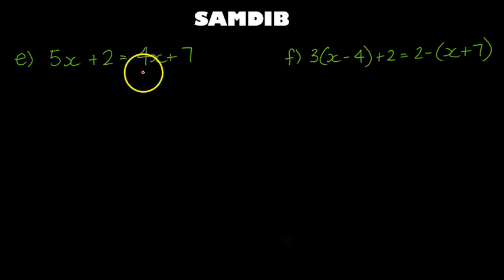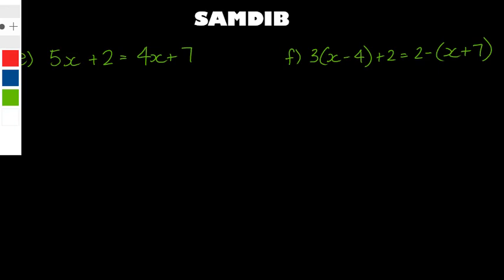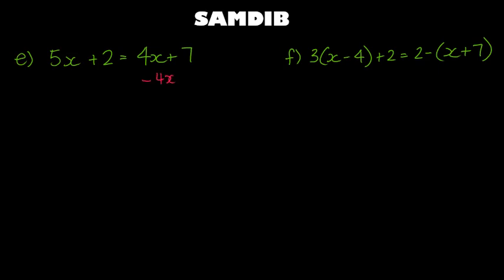Okay, so I'm going to subtract 4x from this side. But remember, whatever I do to one side, I have to do to the other. Okay, and I'm left with x plus 2 equals 7. Now I simply solve as normal. Okay, x equals 5.